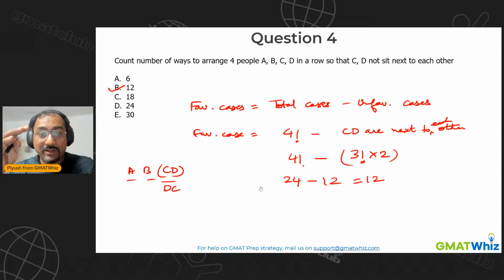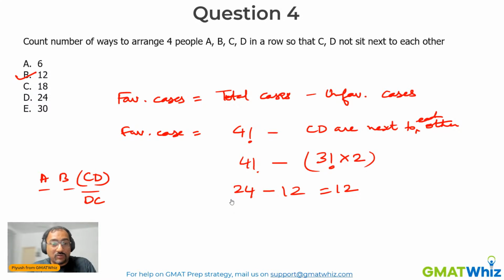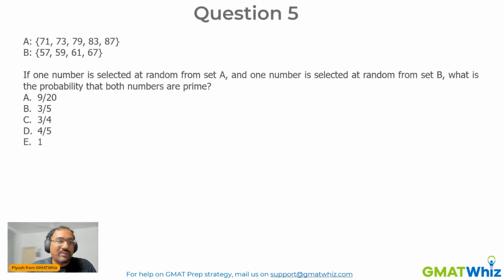Generally, the unfavorable case thought gets triggered when you see "at least" or "at most" statements, or negative statements, like over here it says C and D do not sit next to each other. But there are some traps where GMAT will test whether you use this favorable and unfavorable idea in a slightly different way, when you don't expect it. I'll give you an example of that as well, not in the next question, but as a variation of the next question. But let's first solve this question.